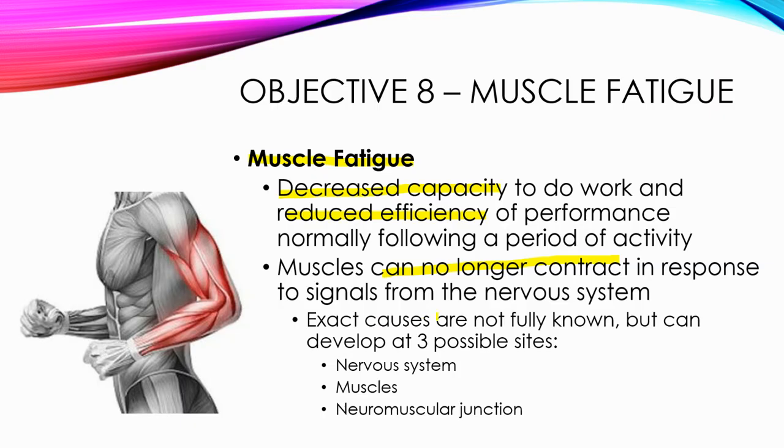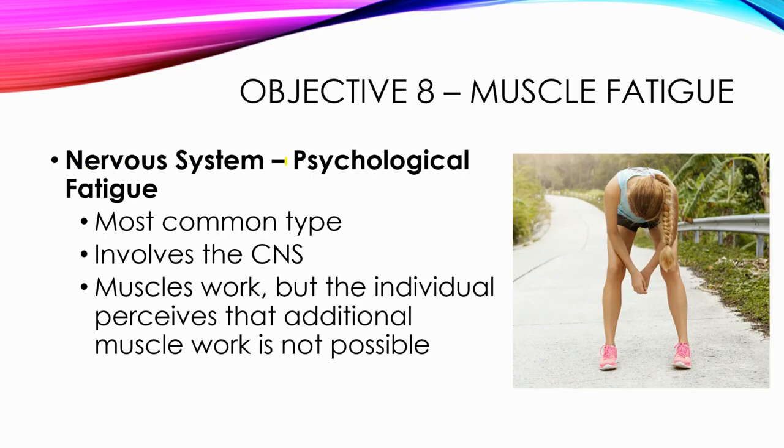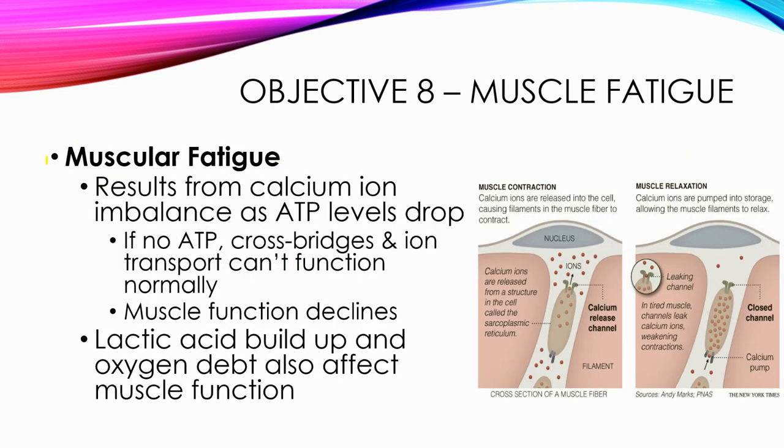Now, this is not fully understood 100%, but there are at least 3 different areas where this fatigue can happen. So it could be at the nervous system level, it could be at the muscle level, or it could be at that junction. So in the nervous system, this is probably our most common, but this is where we reach psychological fatigue. This is where you as an individual get to the point where you're like, I just can't do anymore, okay? The muscles could work, but you perceive that you are spent, that you cannot pick up another item, you cannot take another step, and so therefore muscle work is not possible because our brain is telling us we are done, okay?